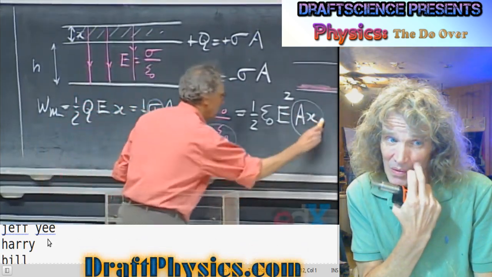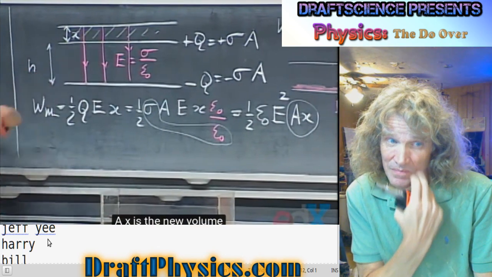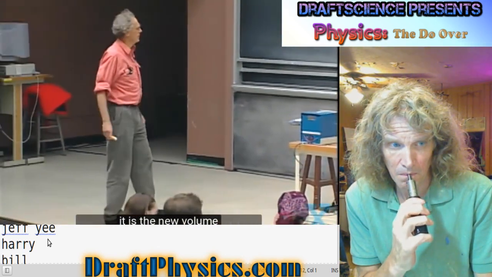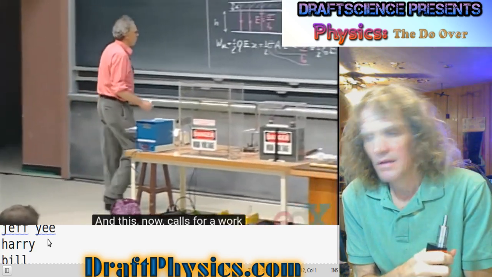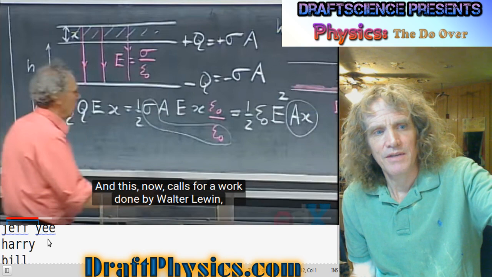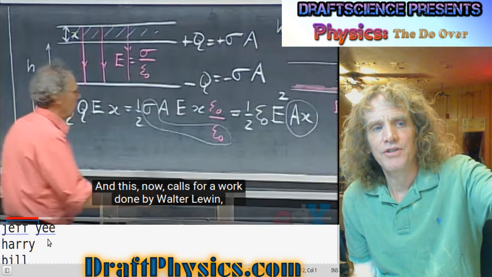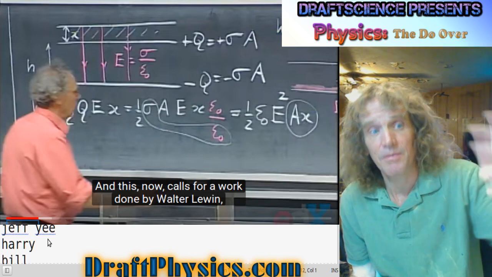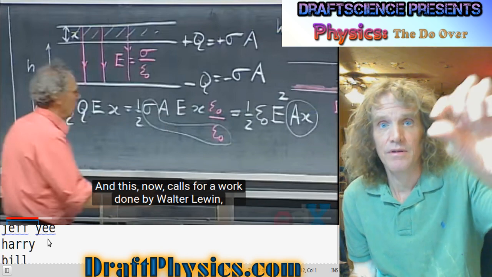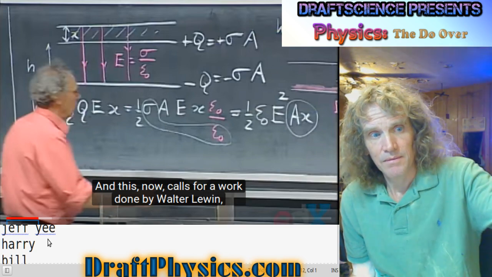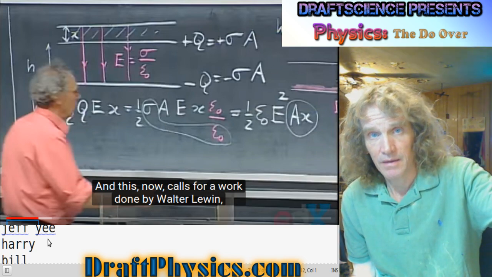And look at this. AX is the new volume that I have created. It is the new volume in which I have created electric field. So just to understand, this equation is fine, but I'm just saying it's using a different measure of something that are proportional. So the space you're creating is going to be proportional to the space being contracted by the electrons.